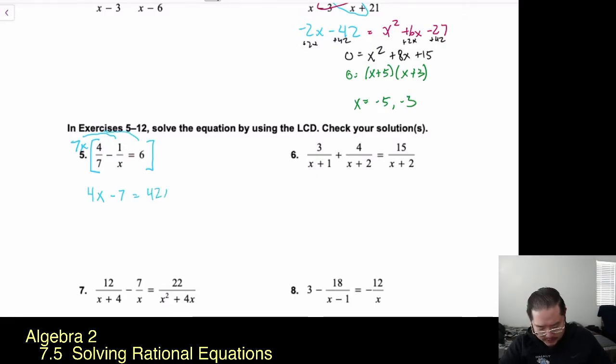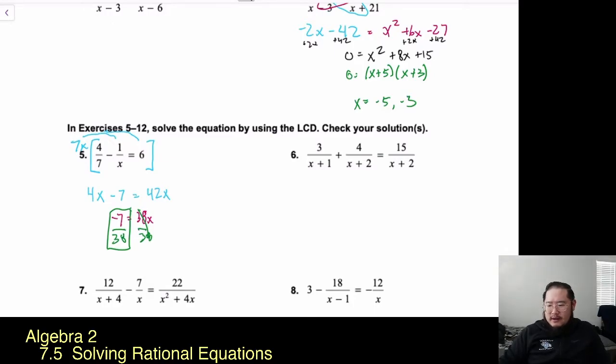So lastly, we just go ahead and solve for x. I can go ahead and subtract 4x from both sides, and 7x is equal to 38x. So at the end, we'll divide both sides by 38. And we now have our value for x. All right, and there you go.